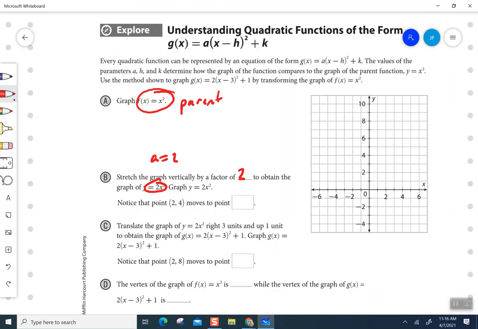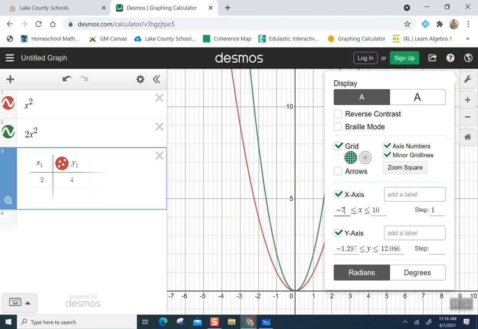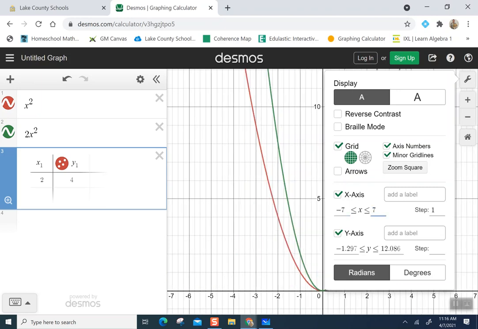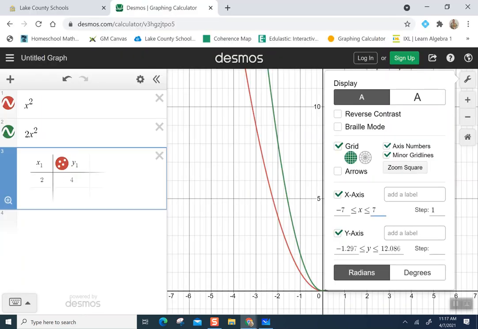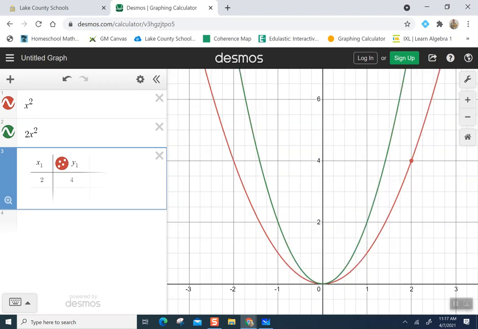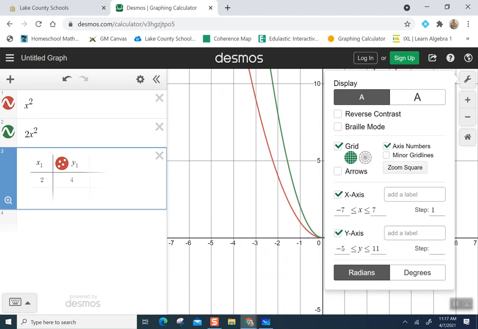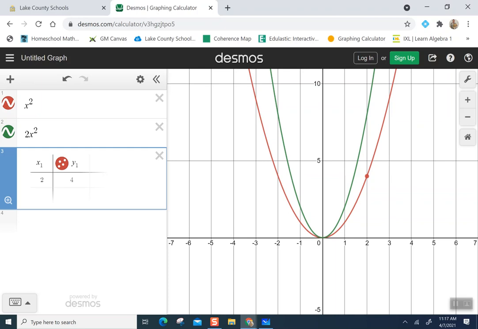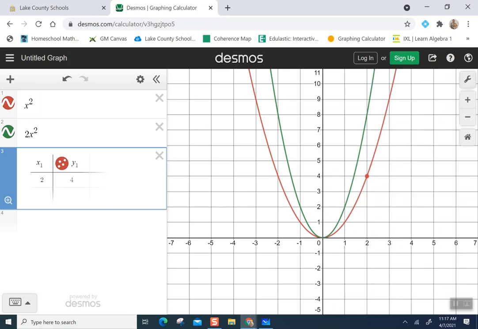Actually, I should probably change it to this graph. So let's go -7 to +7. And then what's my y? Let's see, I go from -5 to +11. There, now it looks more like the graph that I need, except for one last thing. I want to take off minor grid lines. Okay, now, a little bit easier to see, I hope. There you go, that's better.